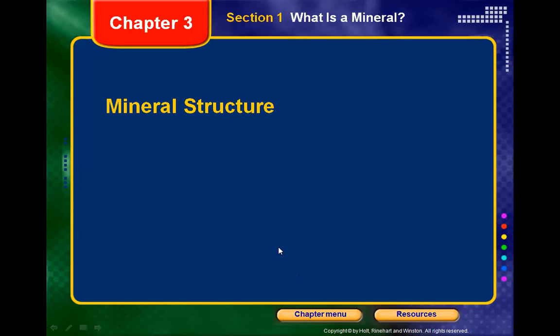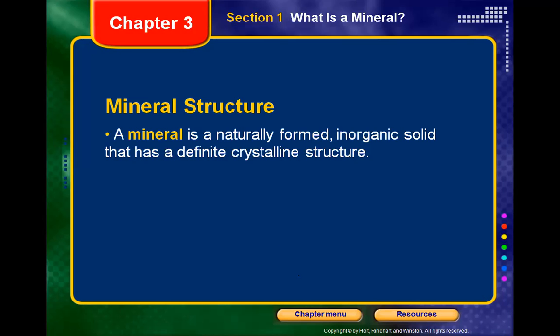So what is a mineral structure? What is a mineral made up of? We can know what a mineral is from the definition here. A mineral is a naturally formed inorganic solid that has a definite crystalline structure. That means we have some conditions to call something a mineral.